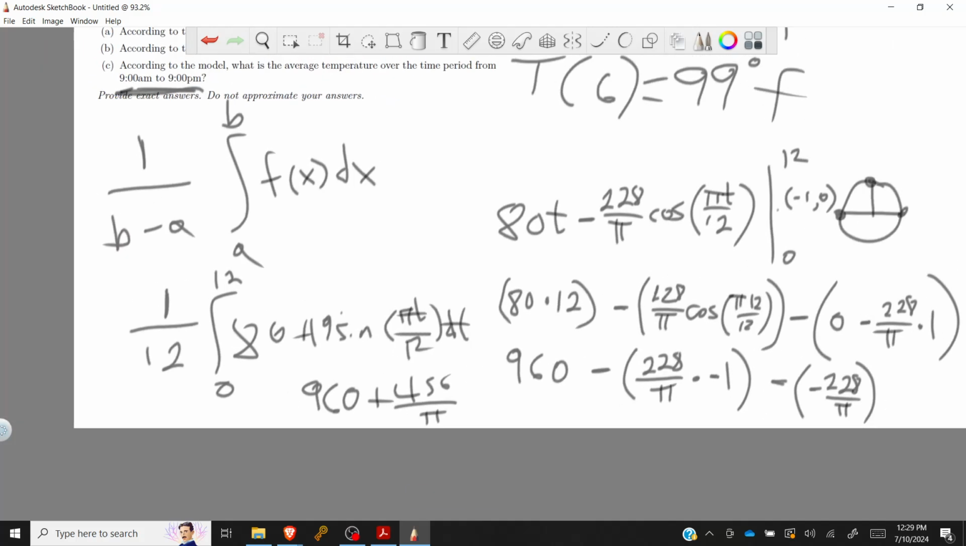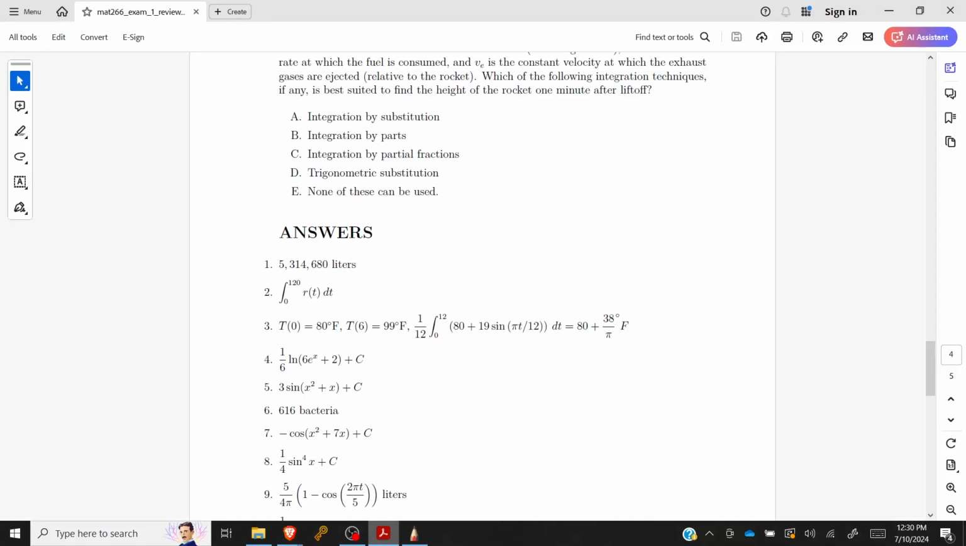Now we're finding the average, so we need to divide the whole thing by 12. And 960 divided by 12 is equal to 80. And 456 divided by 12 is 38. So this is our average temperature over the time period 9 a.m. to 9 p.m. And that looks like it's the same there.